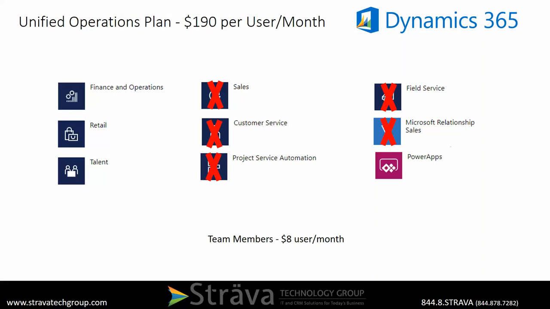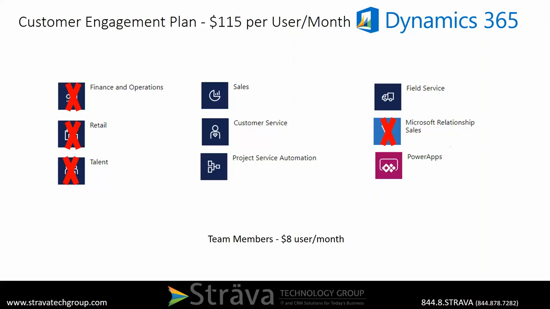The Unified Operations Plan is $190 per user per month, and it includes Finance and Operations, again, the Enterprise Edition, the Retail application, the Talent application, and then Power Apps as well. So with the Unified Operations Plan, you don't get sales, you don't get customer service, you don't get project service, field service, and if you want relationship sales, you license that individually. You do also get Power Apps, and there is a team members license available at $8 per user per month.